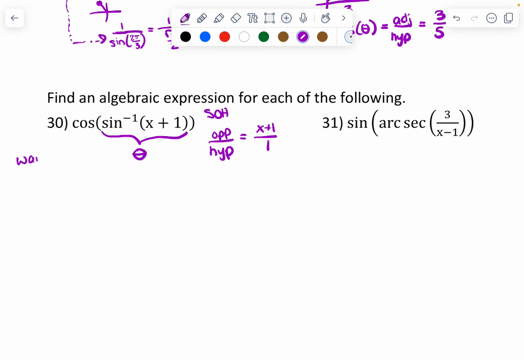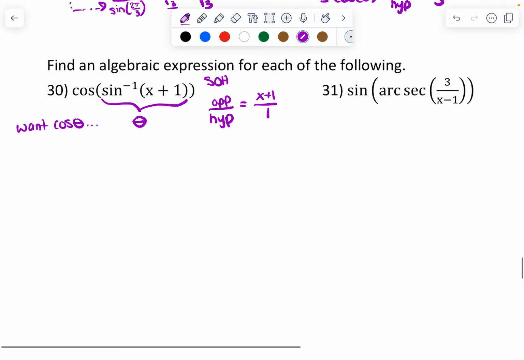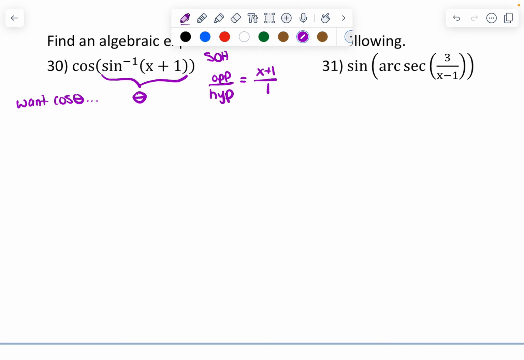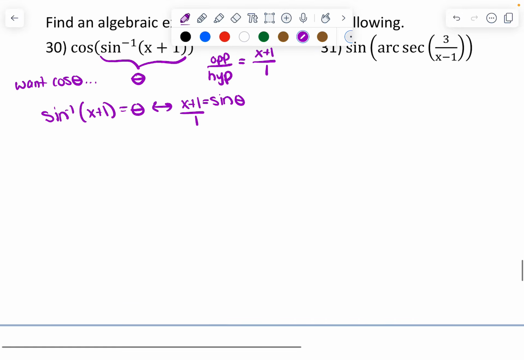So the end game is we want cosine theta. That's what we want, but we need to construct this triangle first. If we set the inside equal to theta, I have inverse sine of x plus 1 is equal to theta. I'm going to take the sine of both sides. So I end up with x plus 1 is equal to sine theta. Well, x plus 1 over 1 is equal to sine theta, which will give us our opposite over hypotenuse.